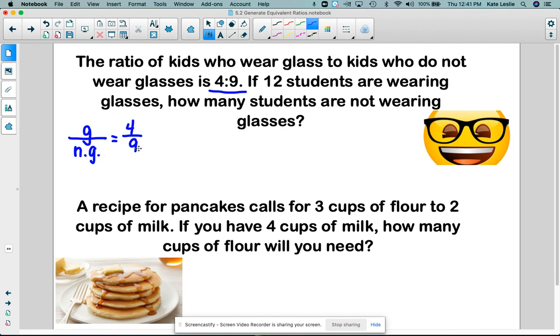Okay. They're telling us then that 12 students are wearing glasses. So out of the 12 students, I see glasses are up top. 12 students are wearing glasses. They want to know how many students are not wearing glasses. So I have to figure out this value. I know that 4 times 3 gives me 12. So 9 times 3. This means that there are, 9 times 3 is 27. There are 27 students not wearing glasses.